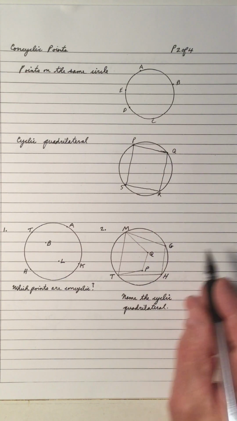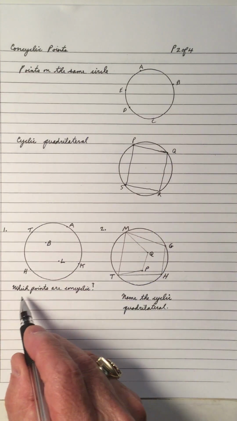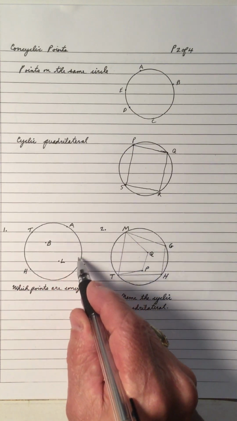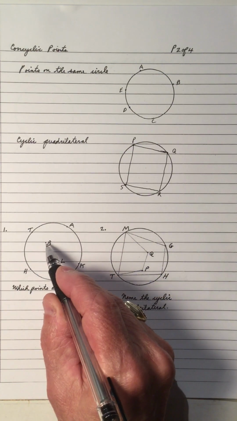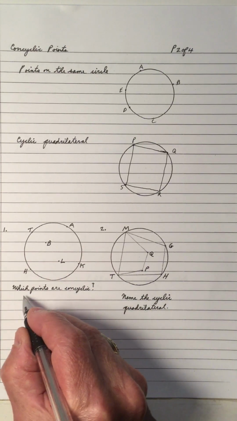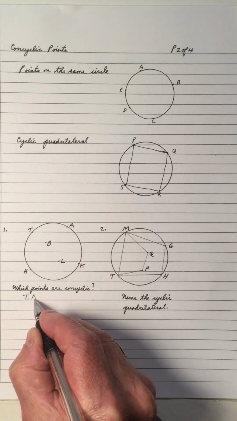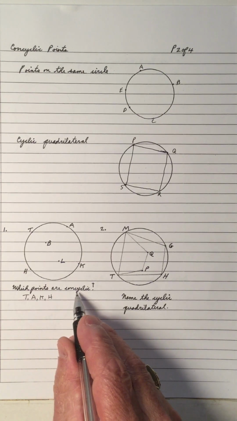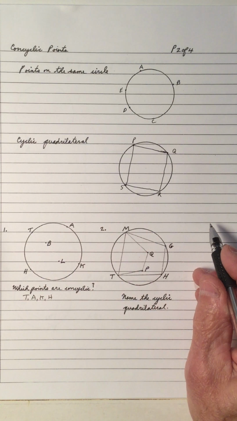So let's do some questions. Number 1, we have T, A, K, H lie on the circumference of the circle, and B and L are inside. So which points are concyclic? T, A, K, and H are concyclic points because they lie on the circle.